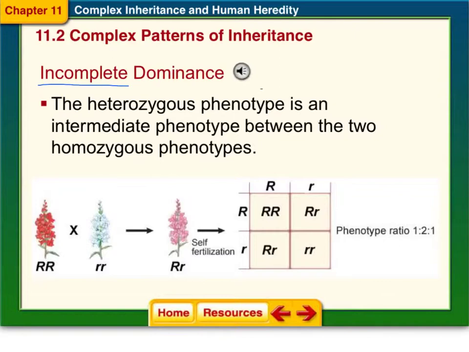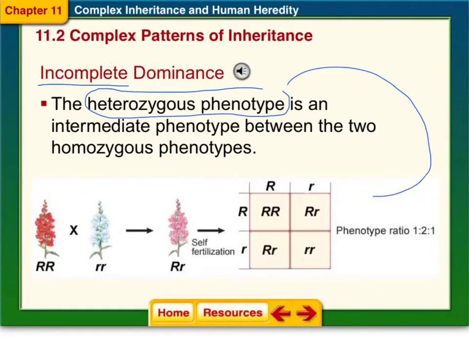When we have our heterozygous phenotype, so if you remember, that is big R, little r, two different alleles. Hetero means different. It is an intermediate phenotype. So if we had done this before with red and white flowers with Mendelian inheritance, the heterozygous phenotype would have been red. But in incomplete dominance, we have pink instead. It is an intermediate between red and white.